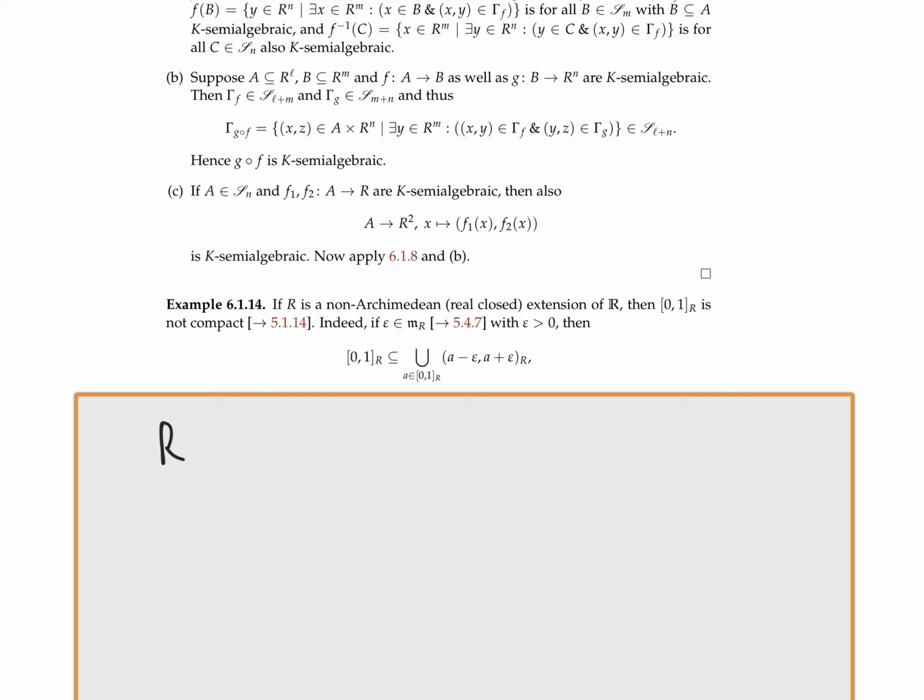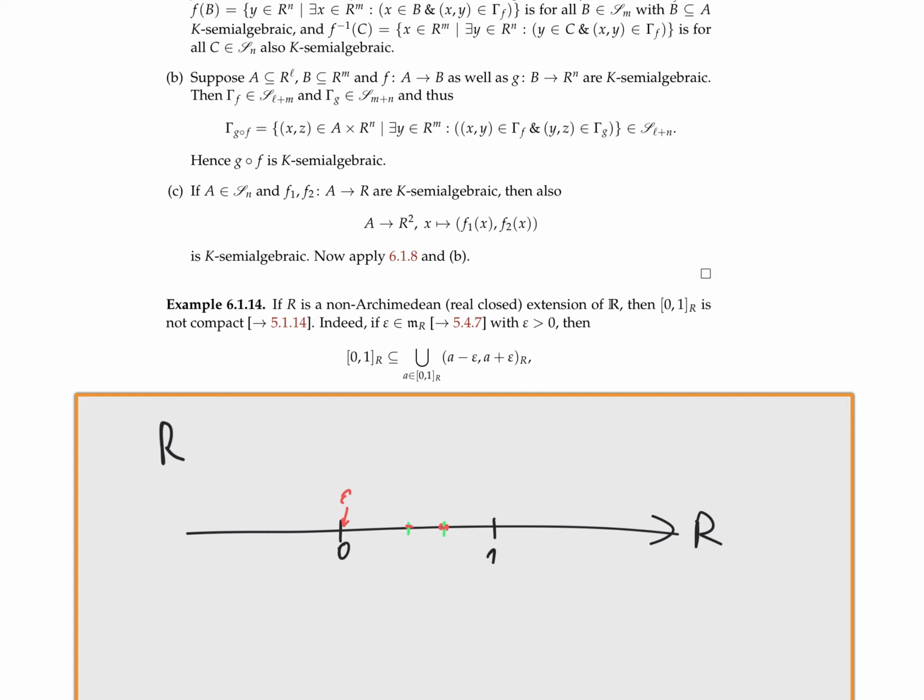And then we cover this interval by these intervals. So you can think of it like you have here R, you have here 0, and you have here 1. When you take something really, really small, infinitesimally small positive, this is this epsilon. And around each point of this unit interval, you put this infinitesimal interval here.